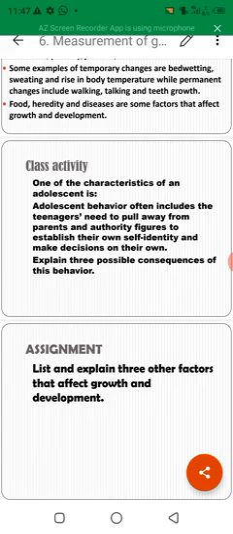As we have seen, the growth. Which stage of growth and development are you? Size yourself. Then I have the assignment. List and explain 3 other factors that affect growth and development. So these are the things you should know now concerning human growth and development.